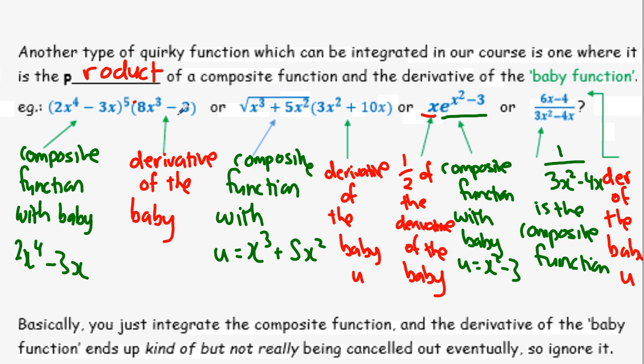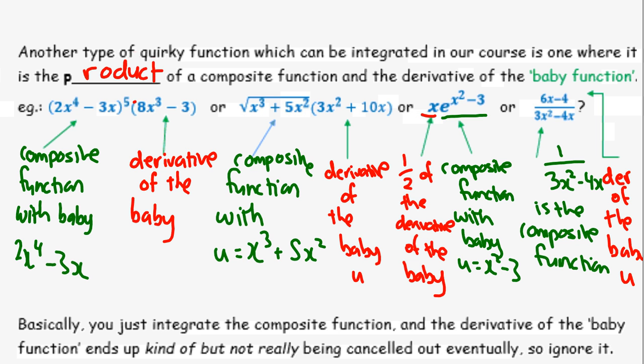So this is an example of one of those. Here's the composite function. What's the derivative of the baby? X. Well, half of that, so you can do it. Yeah, it's a hard one. So here's the composite function, 1 over this. What's the derivative of the baby? That, exactly.